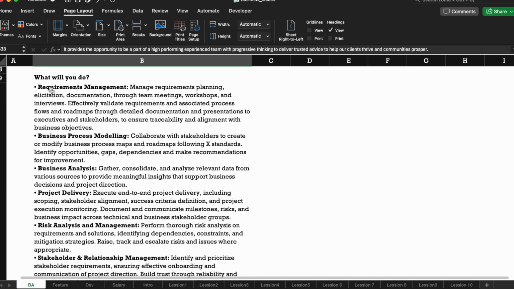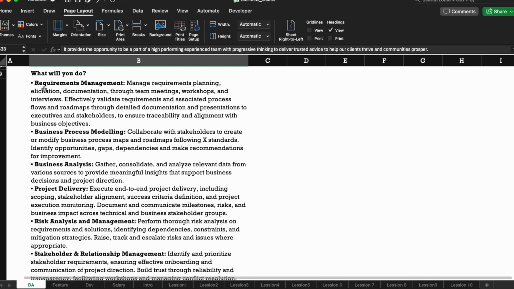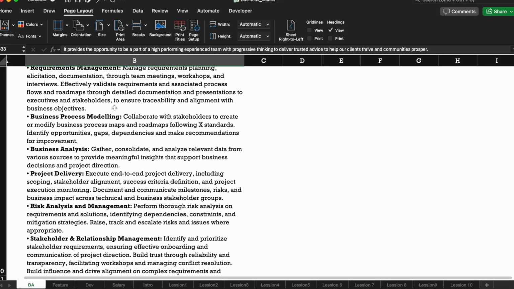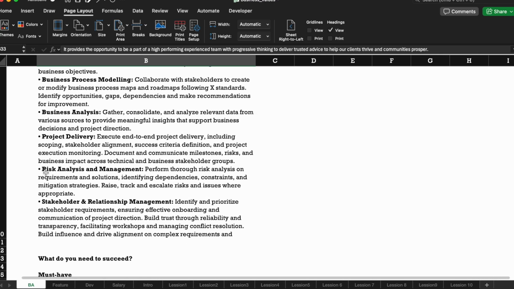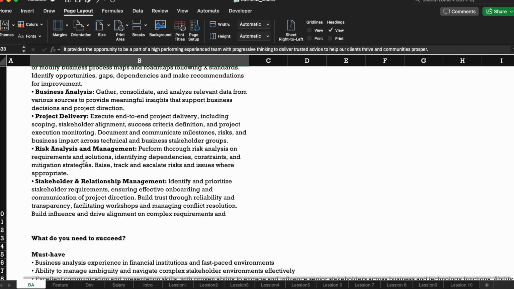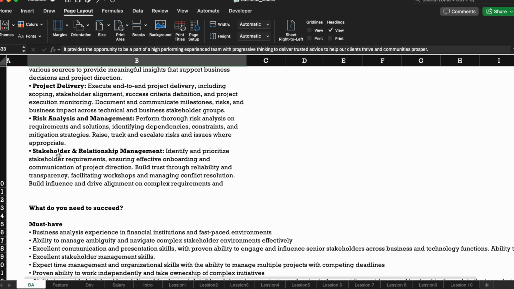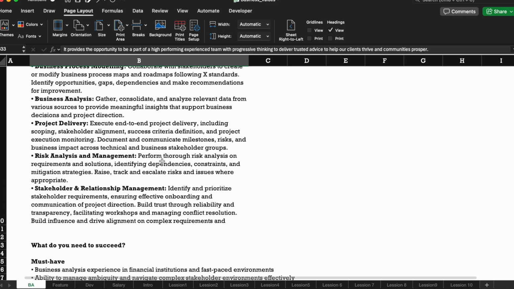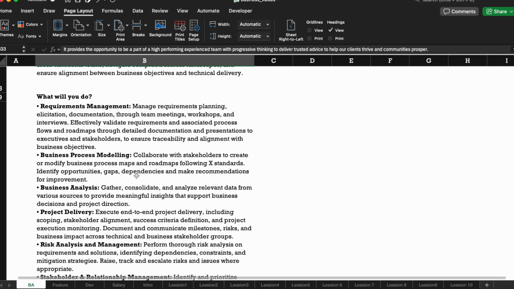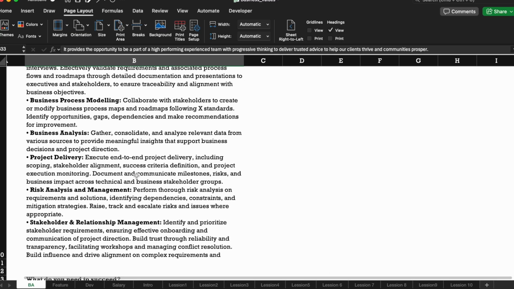If you don't understand these things, don't worry, it's just to give you an idea of what you are going to learn to become a business analyst. You will see requirement management and business process modeling, business analysis, project delivery, risk analysis and management, and stakeholder and relationship management. These are required in order to work in a software development project as a business analyst.